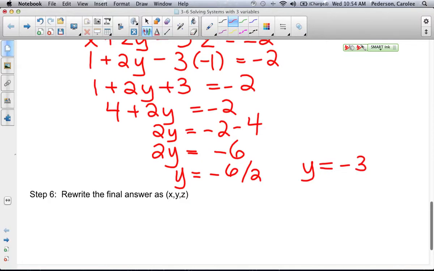Now the final step is to rewrite the final answer as what we call an ordered triple in 3 dimensions. We do the x first, then the y, and then the z. So we found our x to be 1. We found our y to be negative 3. And then we found our z to be negative 1. So there is our final answer.